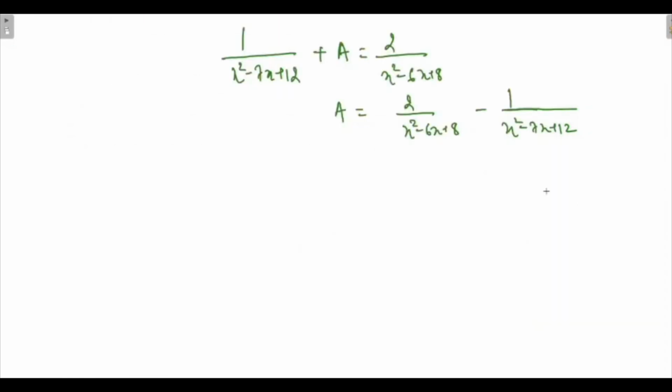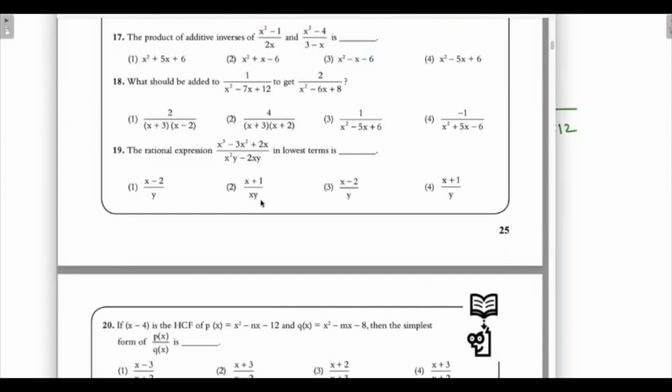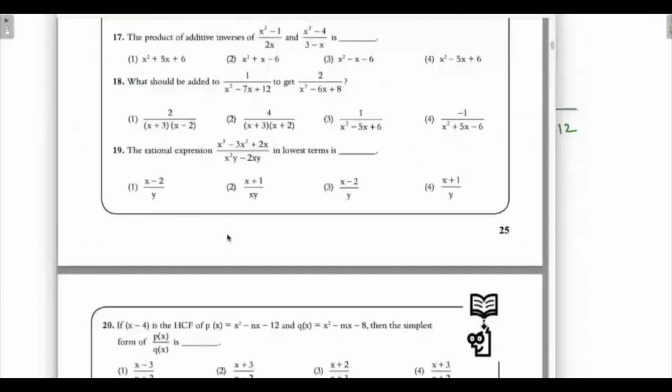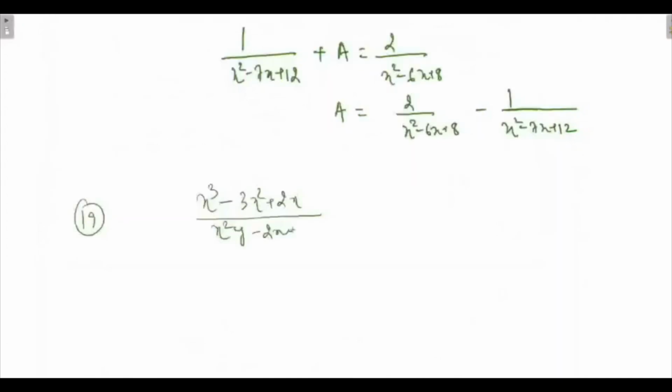So let me just do one more so that you can do one question. So x cube minus 3x square plus 2x divided by x square y minus 2x square. What can I take common in the numerator? I can take x common probably. When I'm taking x common, it will become x square minus 3x plus 2. And in the denominator, I'll be able to take x into y common here. So I'll be left with x minus 2 here. Okay. So x is gone.